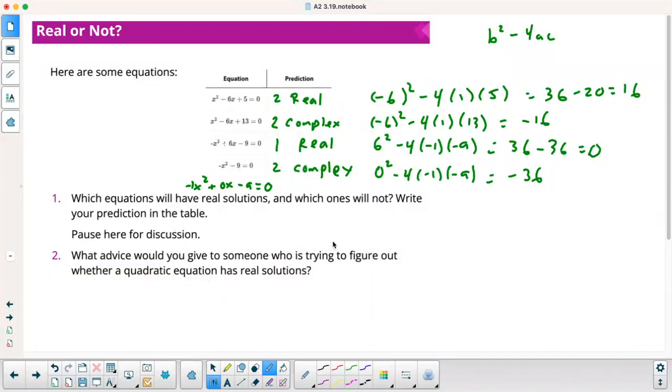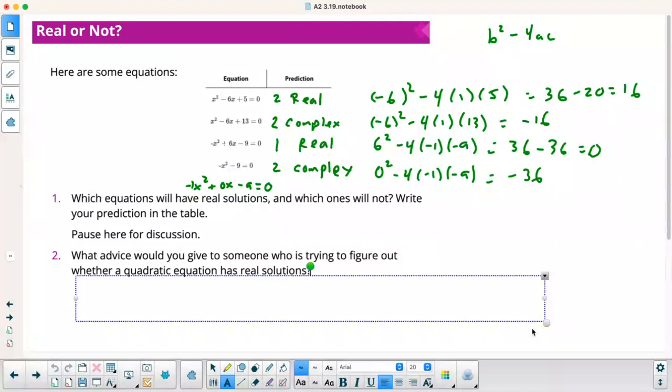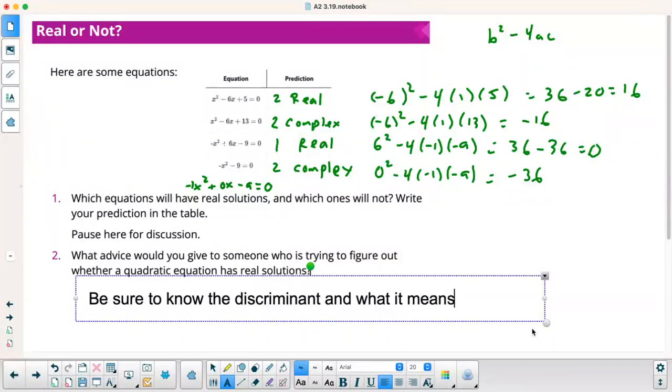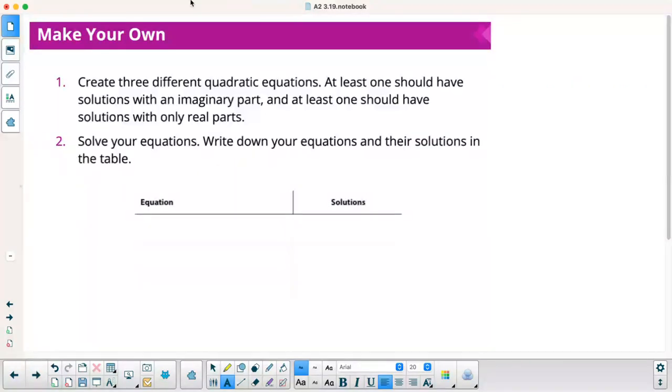What advice would you give to someone who is trying to figure out whether a quadratic equation has real solutions? I would just say be sure to know the discriminant and what it means. All right, so create three different quadratic equations. At least one should have solutions with an imaginary part. At least one should have solutions with only real parts. Solve your equations, write down your equations and their solutions on the table.